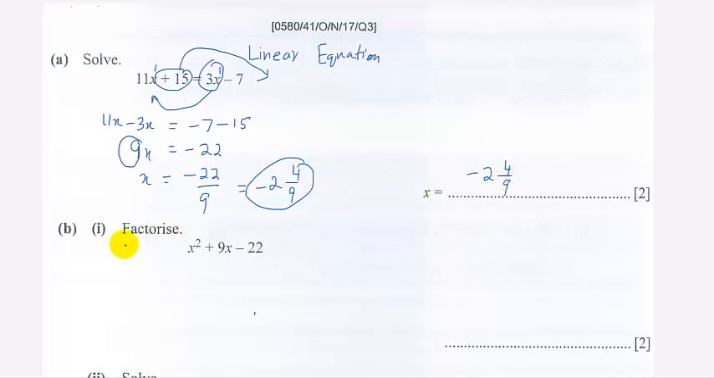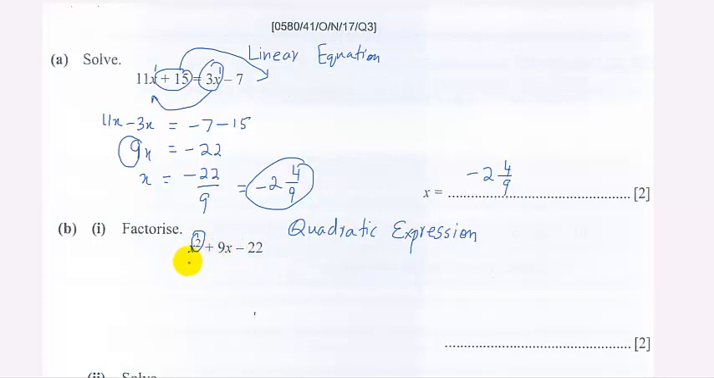The next we have to factorize. This is not an equation, because there is no equal sign. This is just an expression, called a quadratic expression. This is quadratic because the highest power of x is 2. When the highest power is 2, this is quadratic. And as there is no equal sign, it is not an equation.